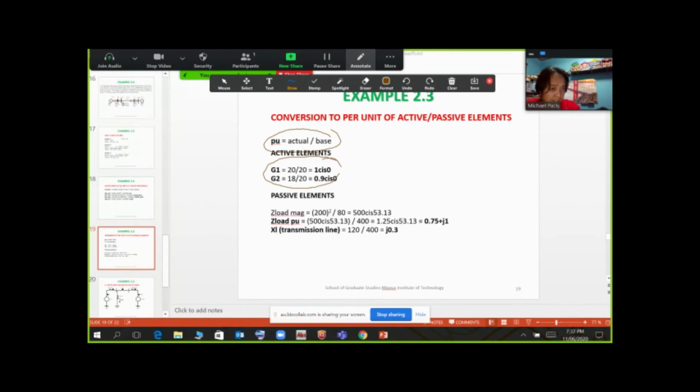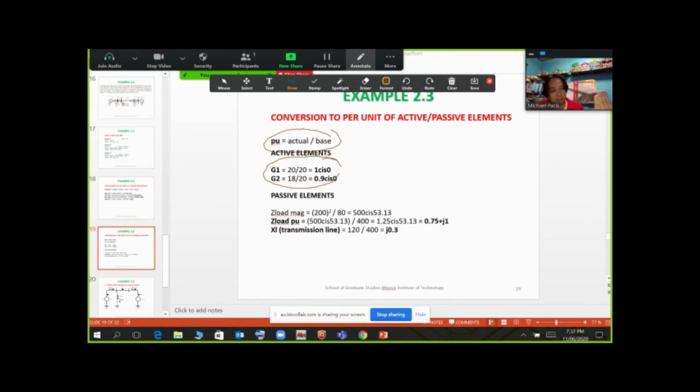The kilovolt is cancelled, okay? Because at G1, the base voltage is at region number 1. At G2, the voltage is at region number 3. You can recall the power system. So just get the ratio, actual all over the base, and you will have the per unit values of those parameters. And then you can now model the passive elements.